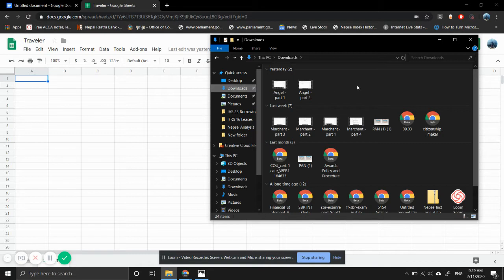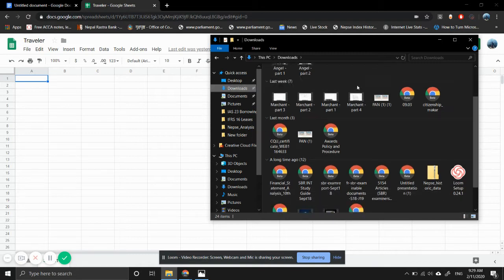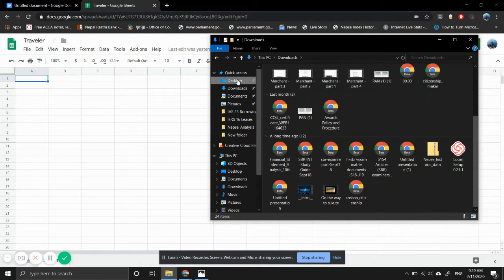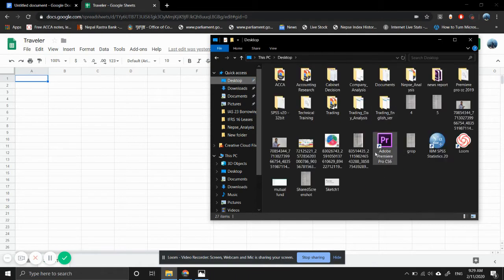Shit, man, where did the photos go? Should be in downloads. No, it's on desktop. Okay, so desktop group, right?